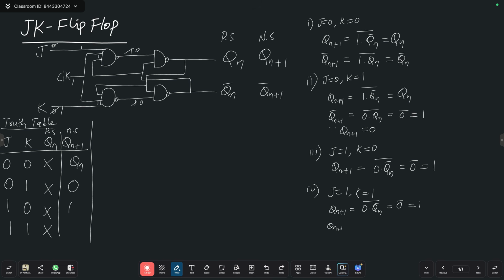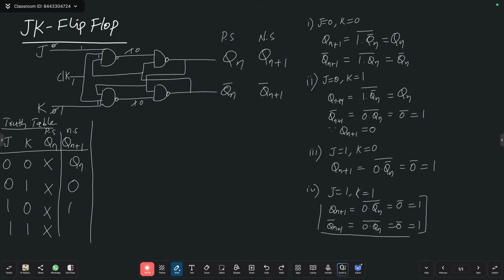So Qn plus 1 complement. What is going to happen here? Again 0 into Qn whole bar. What is happening? 1. So actually this is the indeterminate state. Our aim is to avoid the indeterminate state in a JK flip-flop. Correct. So in this case, what do we need to do?